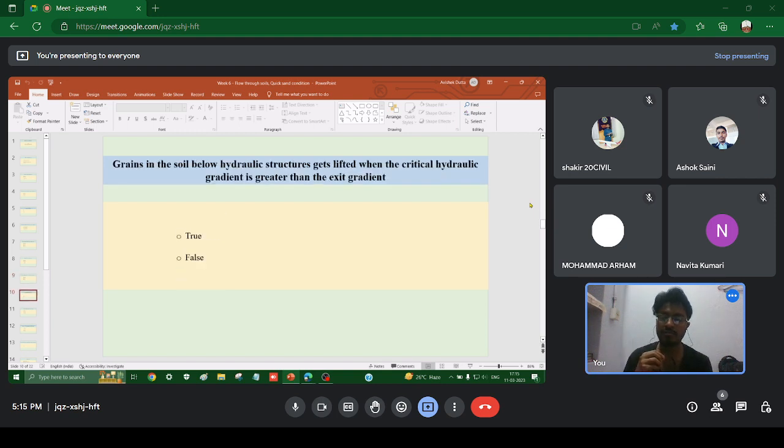It is a true false statement. Grains in the soil below hydraulic structures get lifted when the critical hydraulic gradient is greater than the exit gradient. You have to tell me whether this statement is true or false.